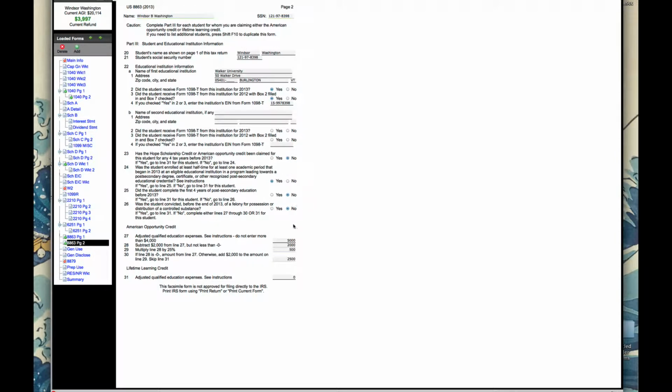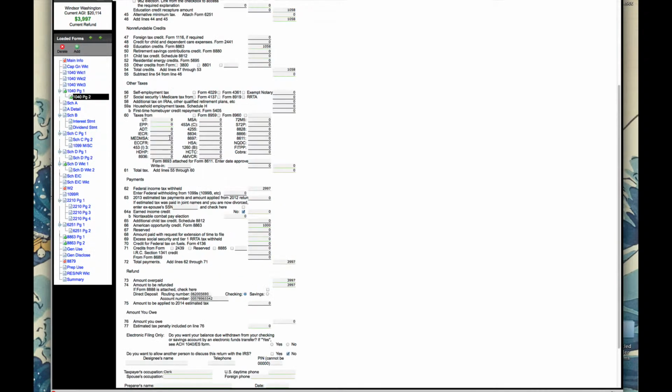No, yes, no, no. You enter the $5,000 here. That's all for tuition. And so that qualifies under education expenses. And you see the $2,500 is what's going to be his credit. So if we go back to the 1040 page 2, we see that 1,058 of it was going to be used to reduce his tax liability, and then he gets another 1,000, which is the maximum that can be refundable to someone.